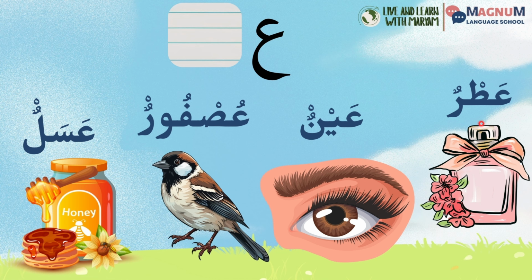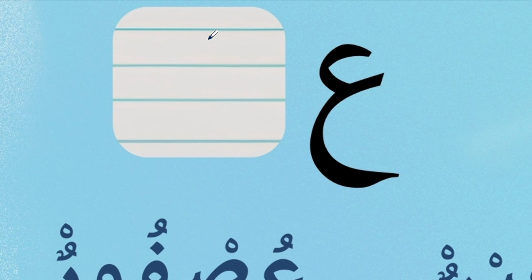Ayin for atrun means perfume. Ayin for ainun means eye. Ayin for asfurun means sparrow. Ayin for asalun means honey. How to write Ayin? Like this.